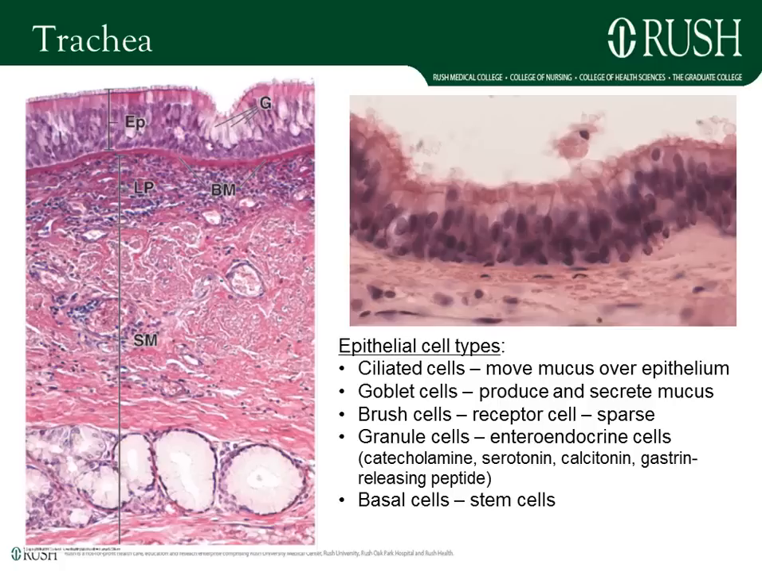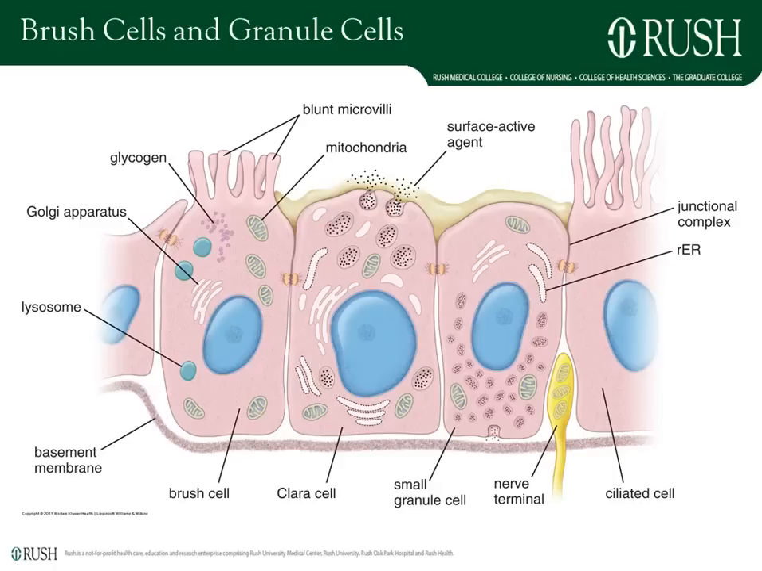There are also goblet cells which produce and secrete all that mucus. There are more of those brush cells and more of those granule cells that we discussed earlier. And then there are the basal cells, or stem cell population. So this is very similar to what we saw in the respiratory epithelium of the nasal cavity. So let's take a closer look at the brush cells and granule cells and how they function.